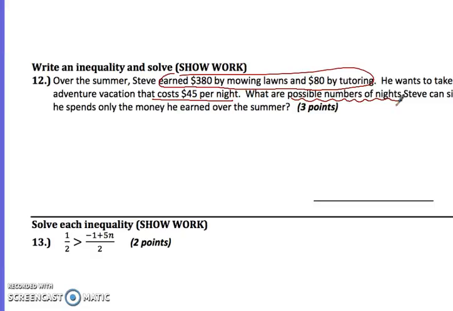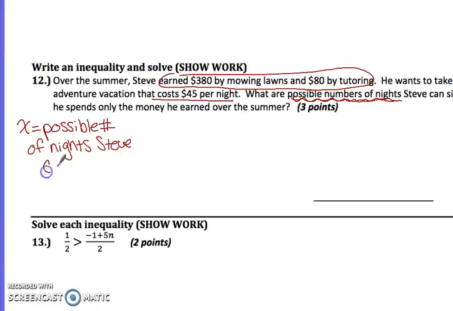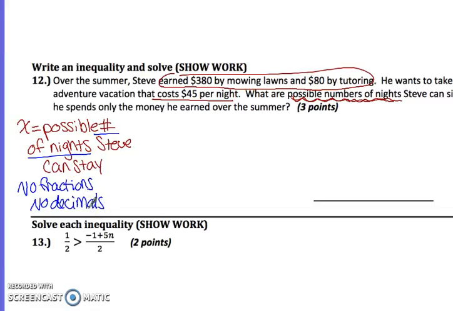over the summer? So the first thing we need to do is define our variable. I'm going to say x is the possible number of nights Steve can stay. As soon as I defined my variable and I saw that it was the possible number of nights, I know that I can have no fractions and no decimals in my answer because you can't say part of a night.